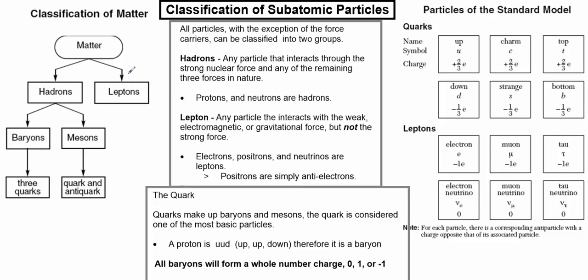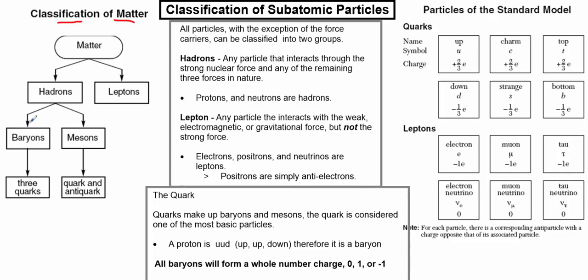Let's talk about classification of matter, and this is inside the New York State reference tables. All matter can get broken up into two classifications. We have your hadrons and your leptons. I'll come back to what those are in a second. All hadrons can get broken up into baryons and mesons.